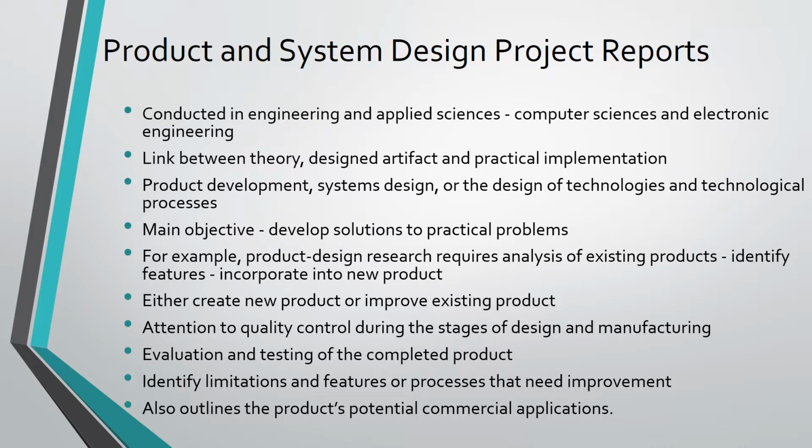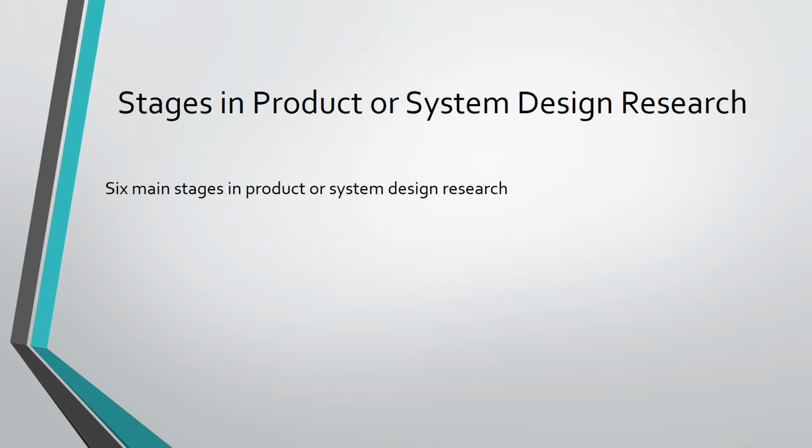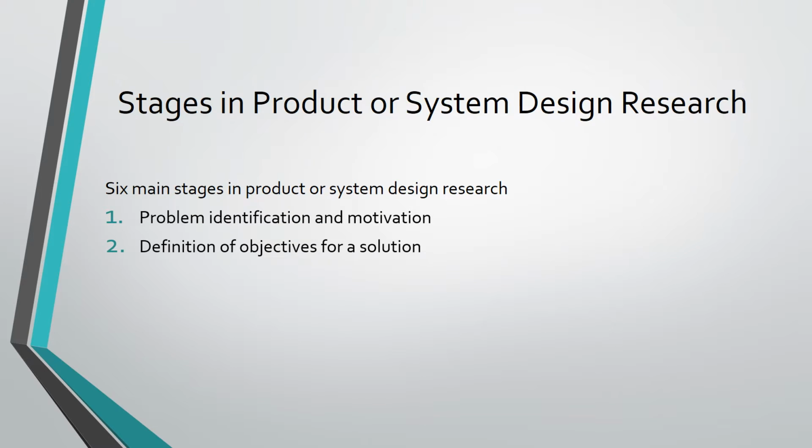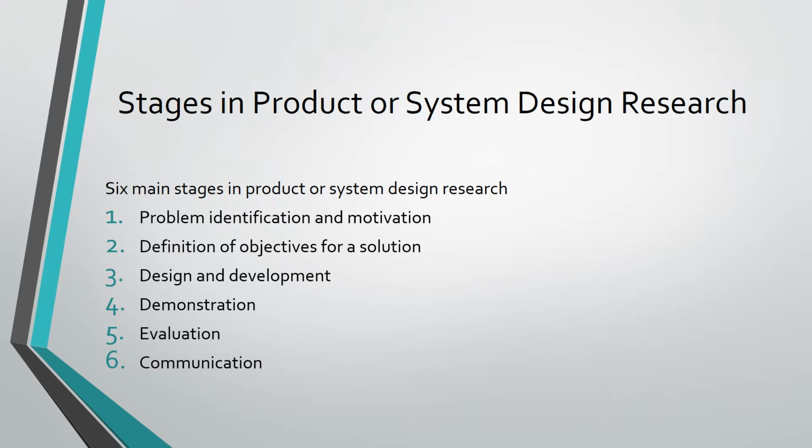There are 6 main stages in product or system design research, which can be summarized as follows. Number 1. Problem identification and motivation. 2. Definition of objectives for a solution. 3. Design and development. 4. Demonstration. 5. Evaluation. And 6. Communication.